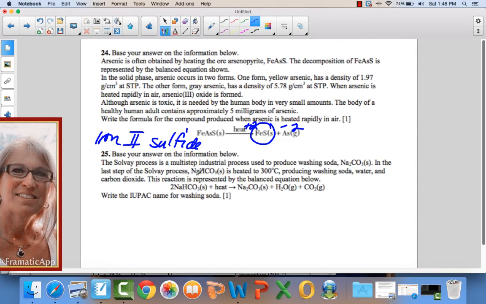Write the name for washing soda. So now they want you to just write the name of this. So this is sodium hydrogen, and then you just look up CO3, carbonate.